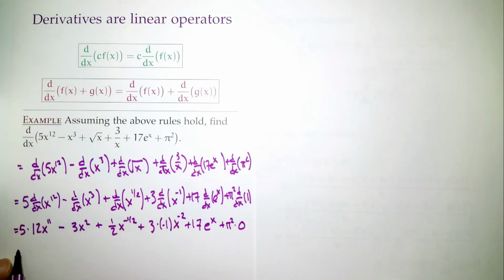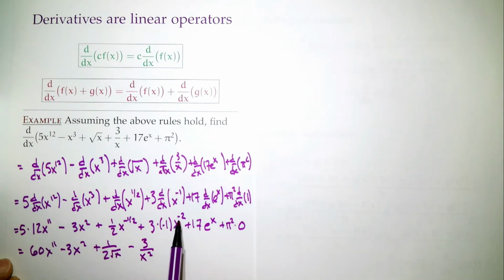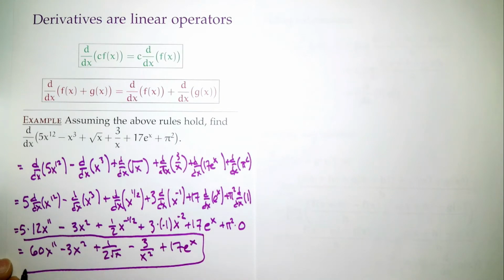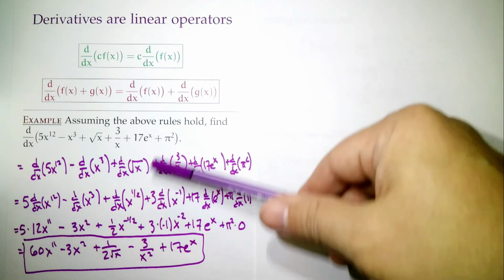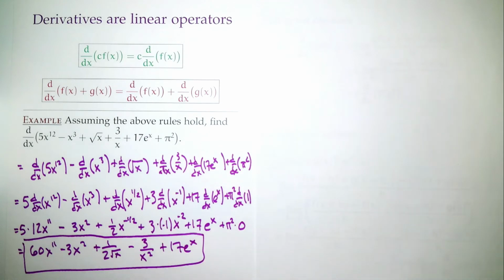And now we clean it up. Okay, so this becomes 5 times 12 is 60, x to the 11th, minus 3x squared. Then you get plus 1 over 2 square root of x, because the x to the negative 1/2 means it moves downstairs, and it's the square root, minus 3 over x squared, because that x to the negative 2 moves it downstairs, plus 17e to the x, and plus the 0. Now, after you do about 10 or 20 of these, you get to a state where, like, I know that it breaks up, it's nice and linear. You'll oftentimes just skip right ahead, which is fine.